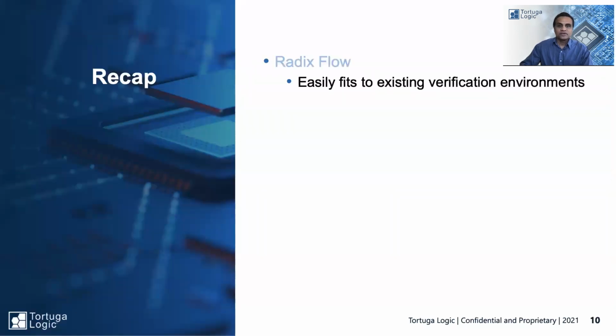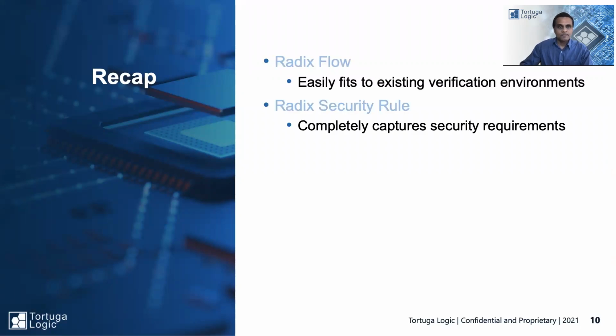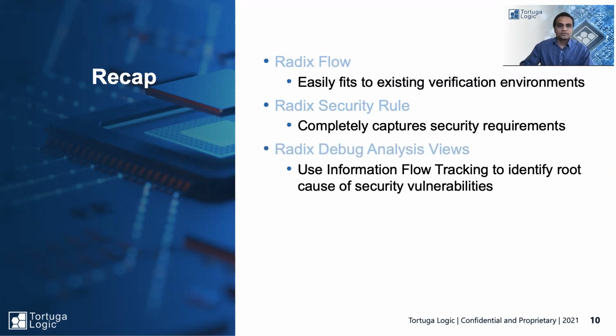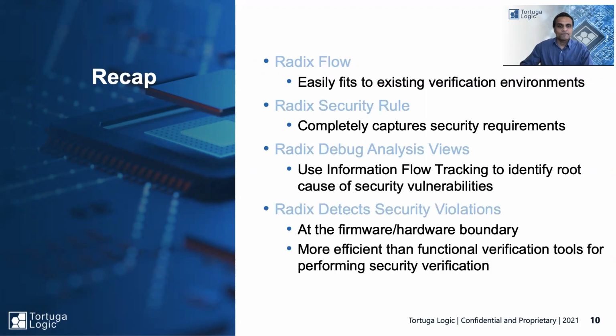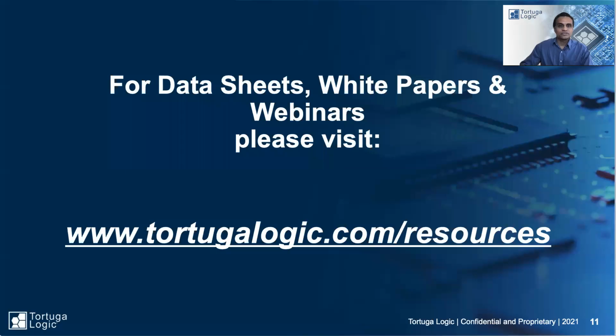Recapping, the Radix flow fits easily into existing verification environments. The Radix security rule completely captures security requirements. The Radix debug analysis views use information flow tracking to identify the root cause of security vulnerabilities. And finally, Radix detects security violations at the firmware hardware boundary and is more efficient than functional verification tools for performing security verification.